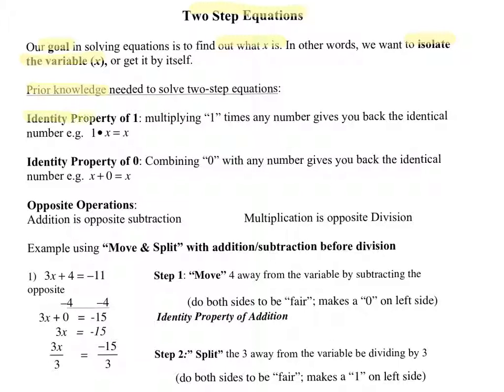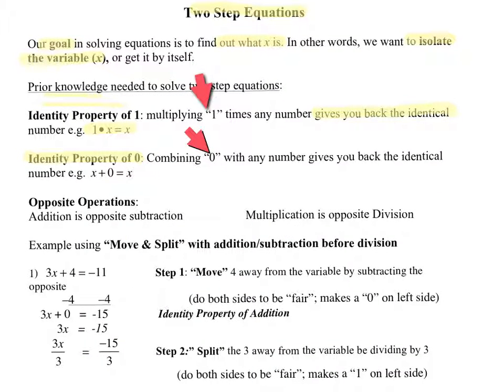First is the identity property of 1. This property states that multiplying a number times 1 will give you back an identical number. Example, 1 times x gives back x. Another property is the identity property of 0, which says that combining any number with 0 will give you back the identical number you started with, such as x plus 0 equals x.